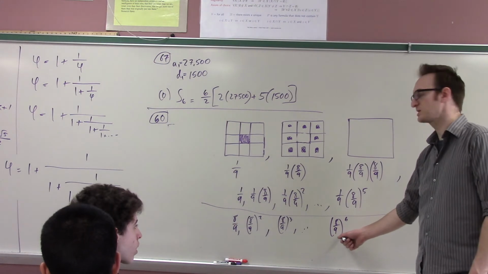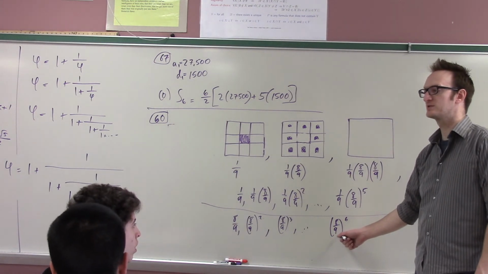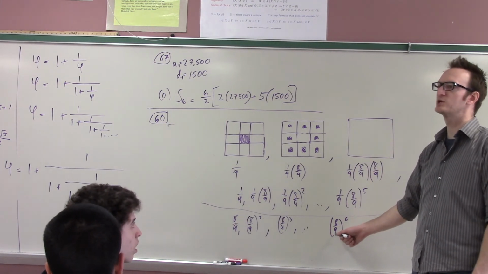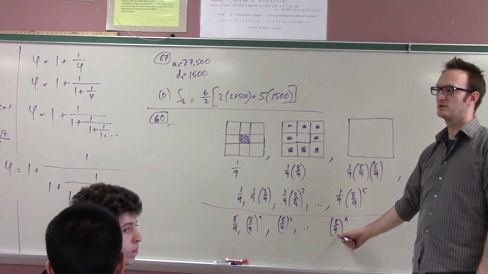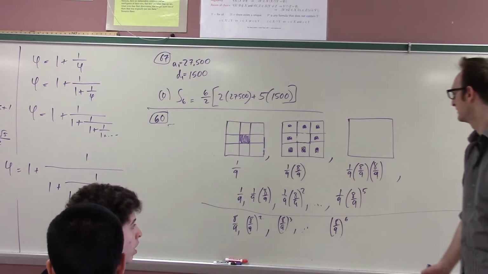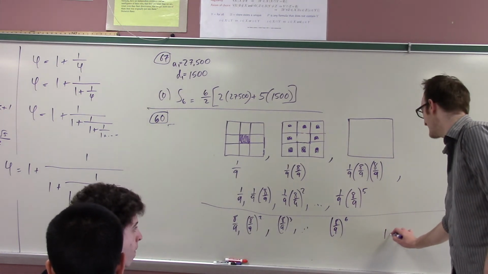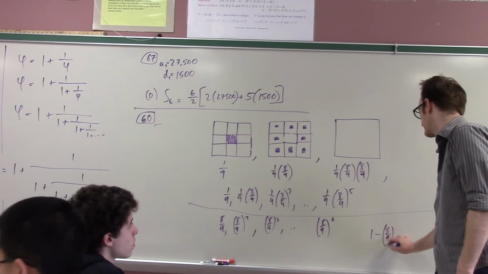Yeah. And so then when you're all done, this is actually just the answer, right? This final number is the total amount unshaded after the last one, so you do 1 minus that. So the answer is 1 minus 8/9 to the 6th.